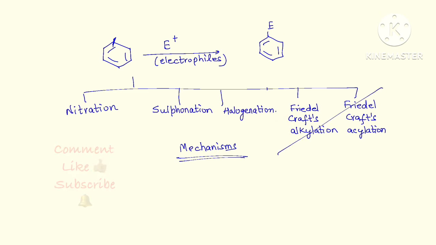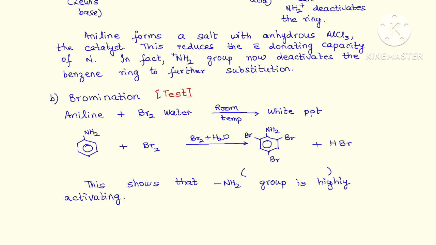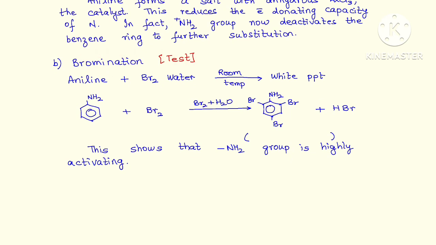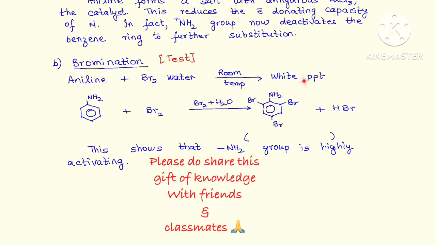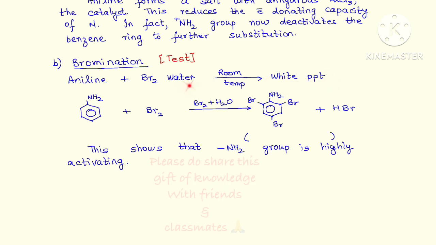Is that so? Wait. What about nitration, sulfonation, halogenation? Let's quickly have a look at bromination, which you do as a test also in the laboratory in order to identify aniline. So here aniline on reacting with bromine water at room temperature gives you a white precipitate. Do you recall doing this test in the laboratory? Yes, of course. So aniline on reacting with bromine water gives us a tri-substituted product.